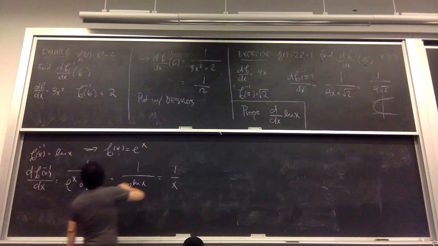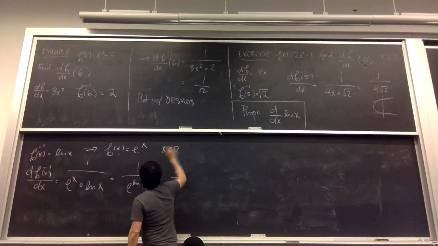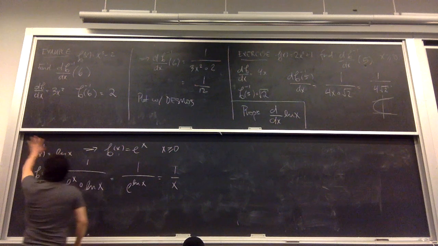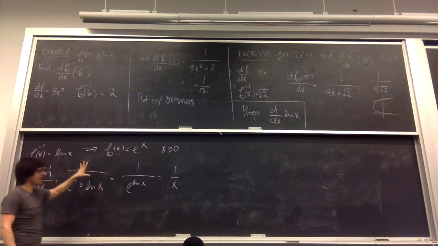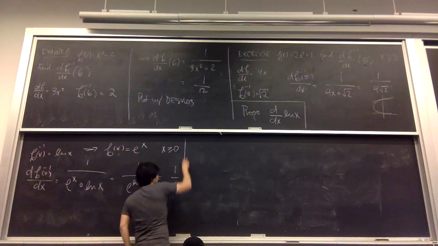Just keep in mind that this is a rule that's only good for x greater than or equal to 0, because ln x doesn't have negative values in its domain. So usually when you derive, you have to specify that those values are positive.